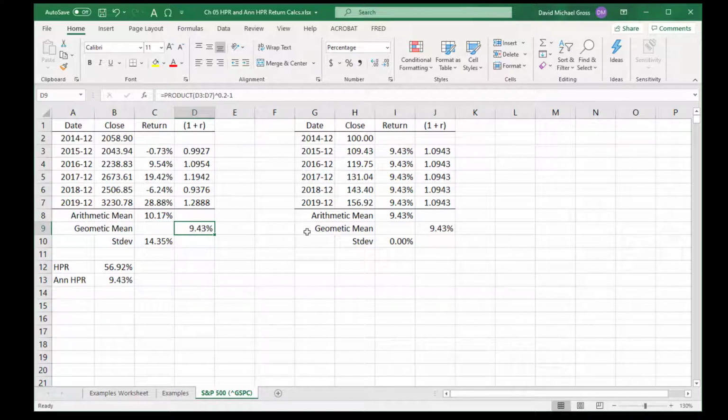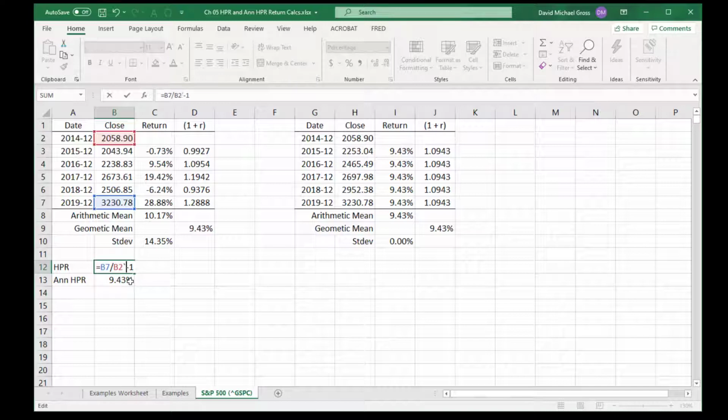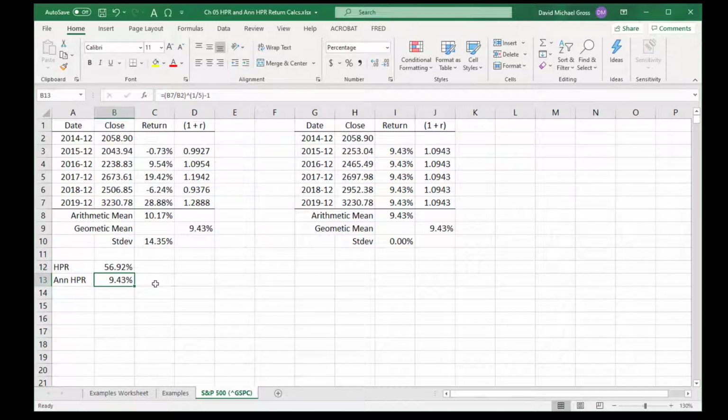And the way I interpret this 9.43 is that instead of realizing these 5 different returns, if instead it would have been 9.43, I would end up in the exact same spot. If I started with the 2058.90, I would end up with the 3230.78. And so this would lead me to the same path. Again, difference between the arithmetic mean and the geometric mean. And then again, this is the holding period return, which is 56%, but this is the annualized holding period return, which is the 9.43%.